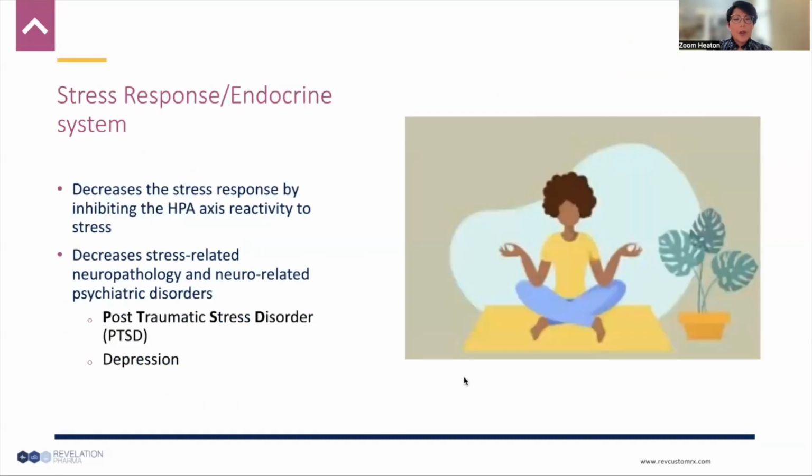It is also very protective of our adrenals. It helps in the stress response and in the endocrine system. It decreases the stress response by inhibiting the HPA axis reactivity to stress, and it decreases stress-related neuropathology and neuro-psychiatric disorders. So it helps greatly in depression and in post-traumatic stress disorders.